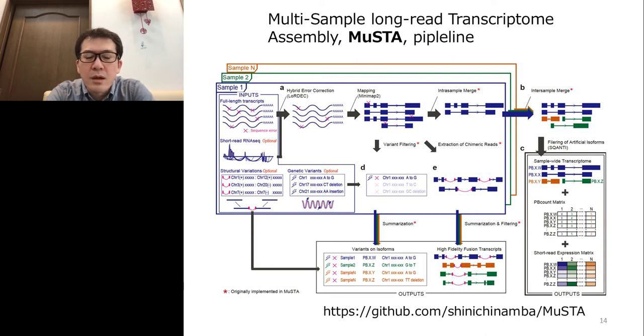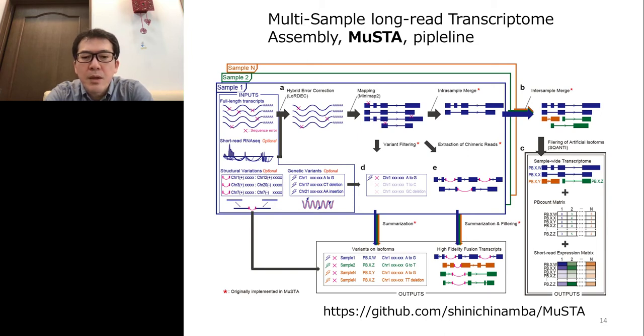The generated cohort-wide transcriptome is further subjected to SQANTI filtering to remove artificial transcripts by a random forest algorithm. Now that you have a new transcriptome, you can measure the number of ISO-seq reads for individual isoforms.